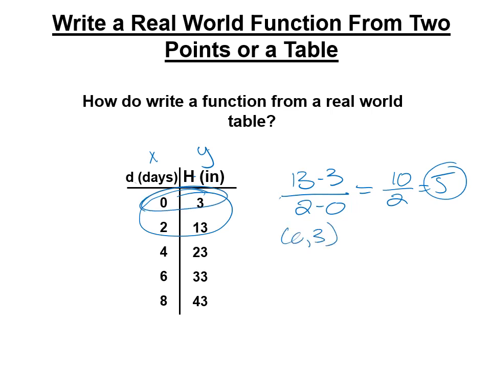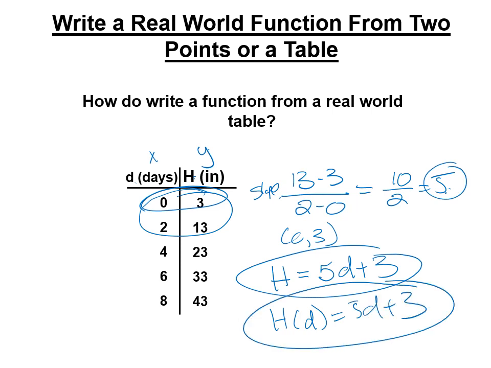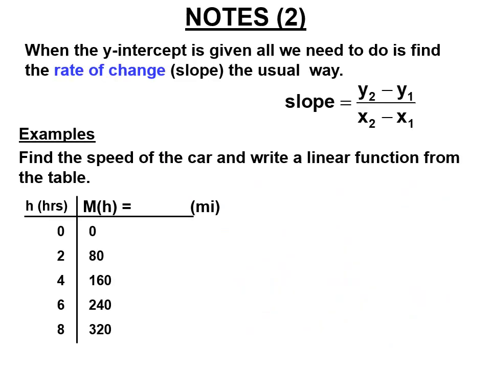So instead of using y and x, you just use h and d. The slope is 5, so 5d, y-intercept 3. If you wanted to write it in function notation, you do h of d equals 5d plus 3. Same thing. Okay, I just taught it to you, but we're going to go over all that more slowly.